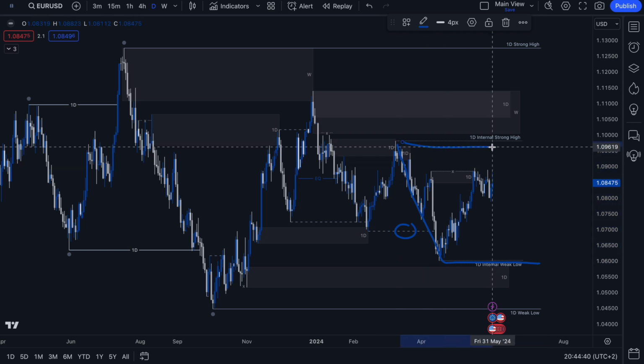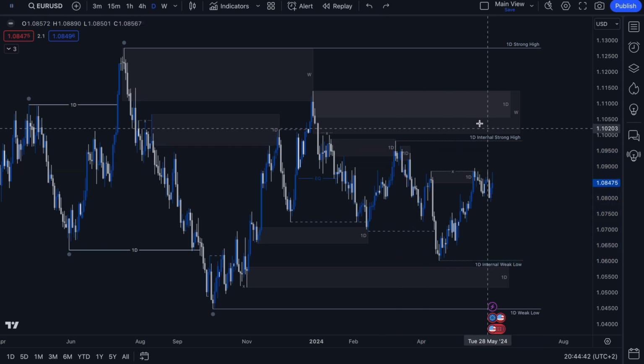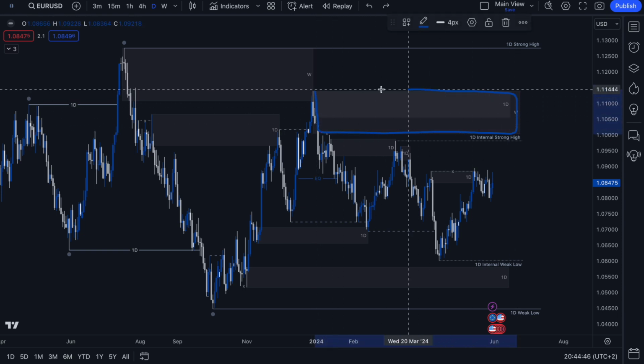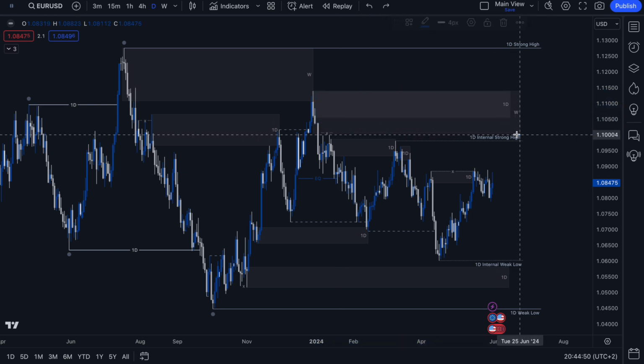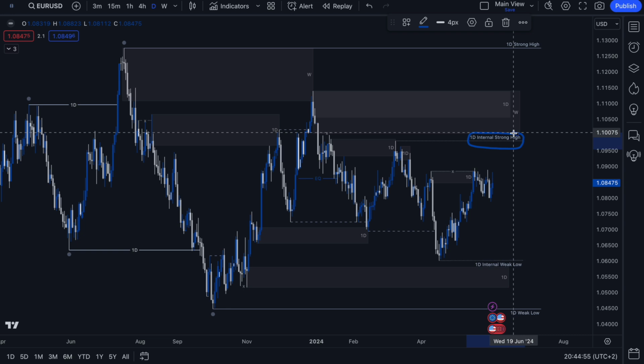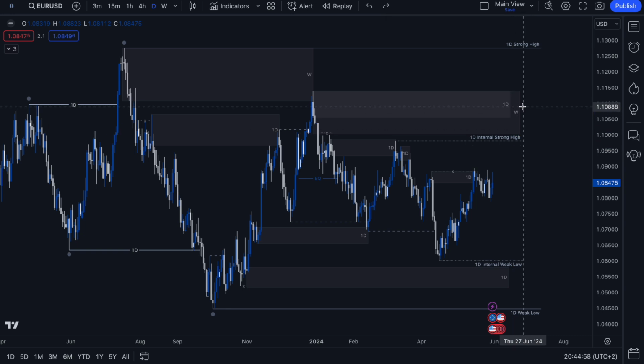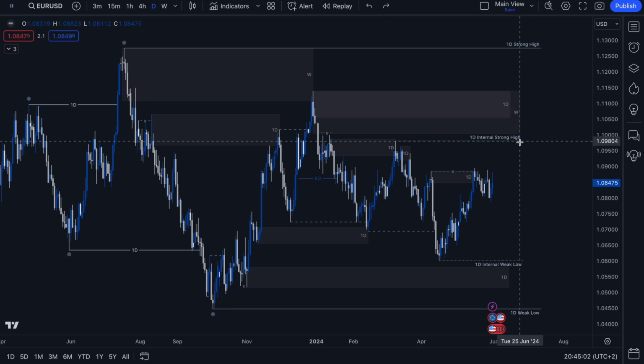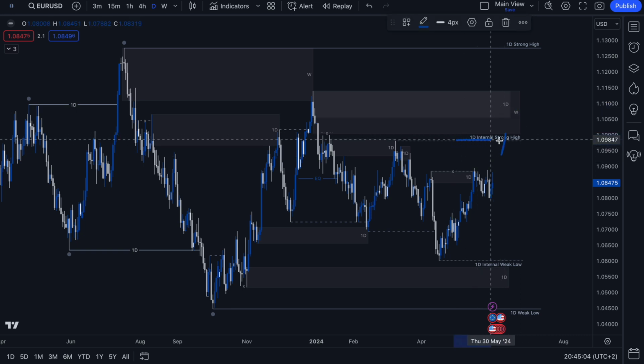Now, the interesting thing about the daily time frame is that the weekly supply zone that I pointed out, which is our next potential buy target, this POI sits above our daily internal strong high. And so what this means is that in order for a mitigation of this weekly supply zone to occur, we will need to see either a sweep of our internal strong high or a complete violation of our internal strong high.